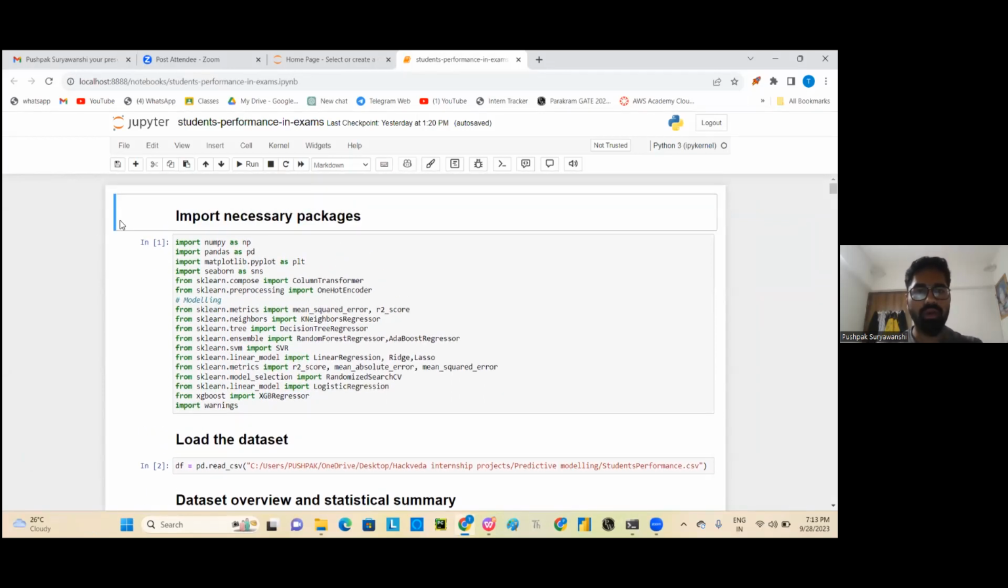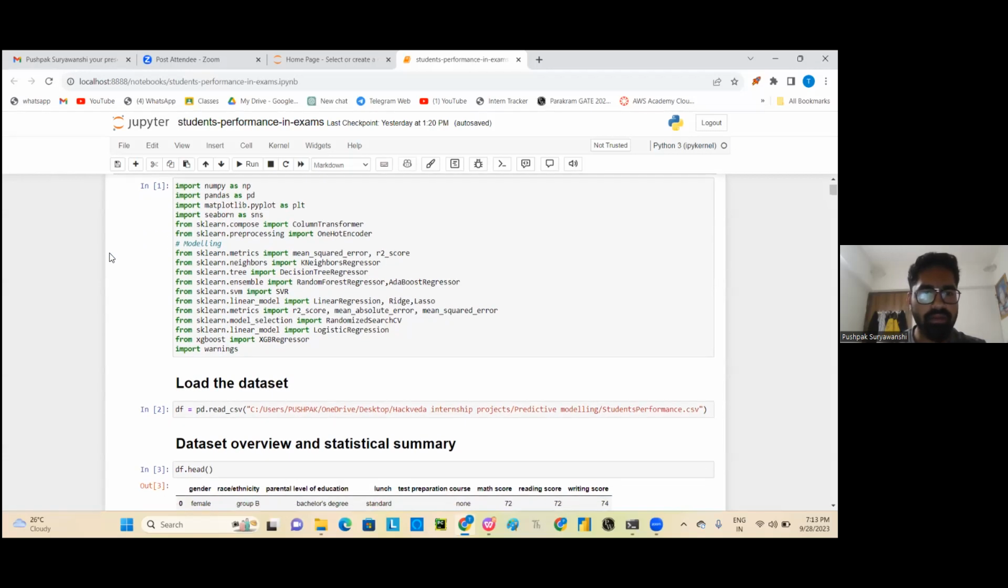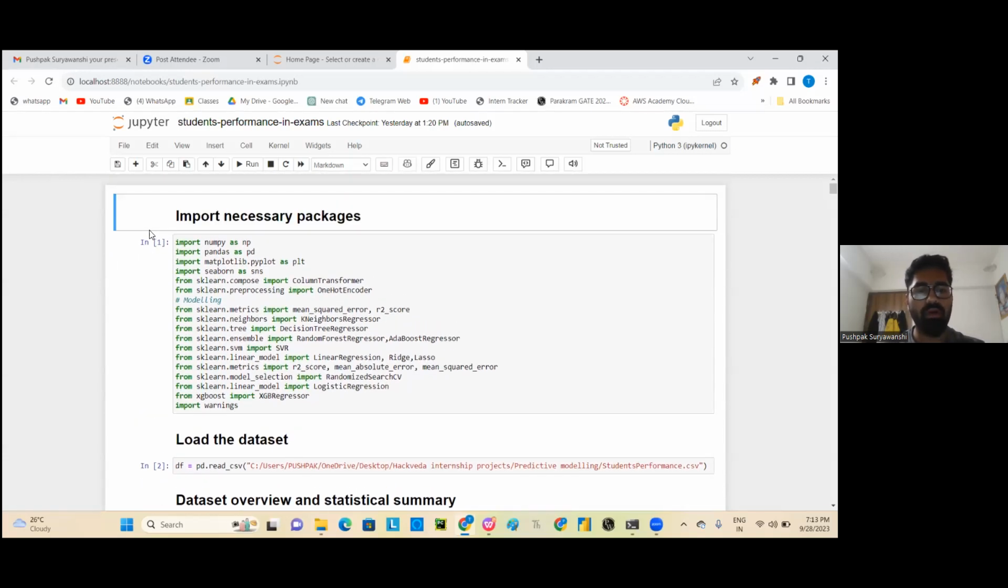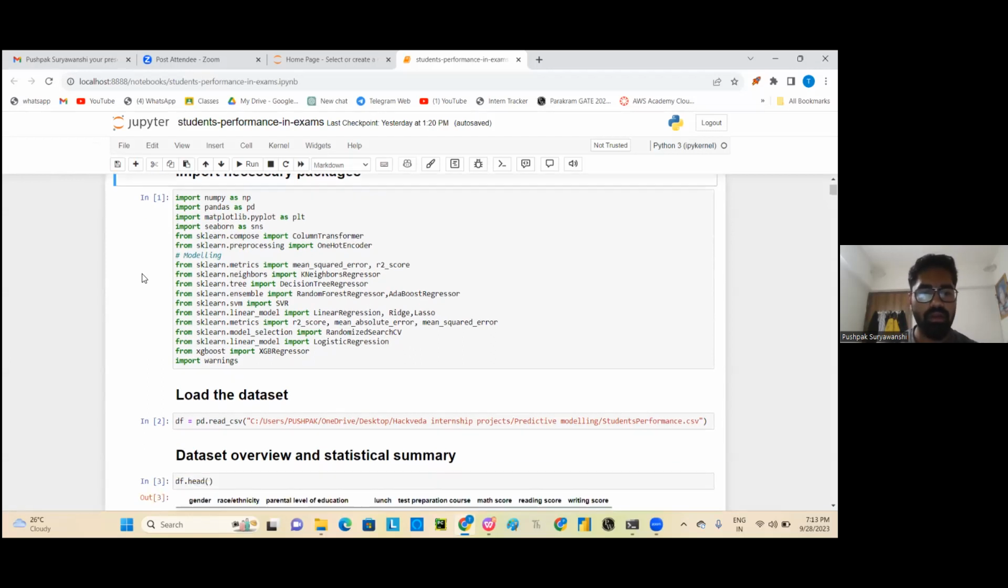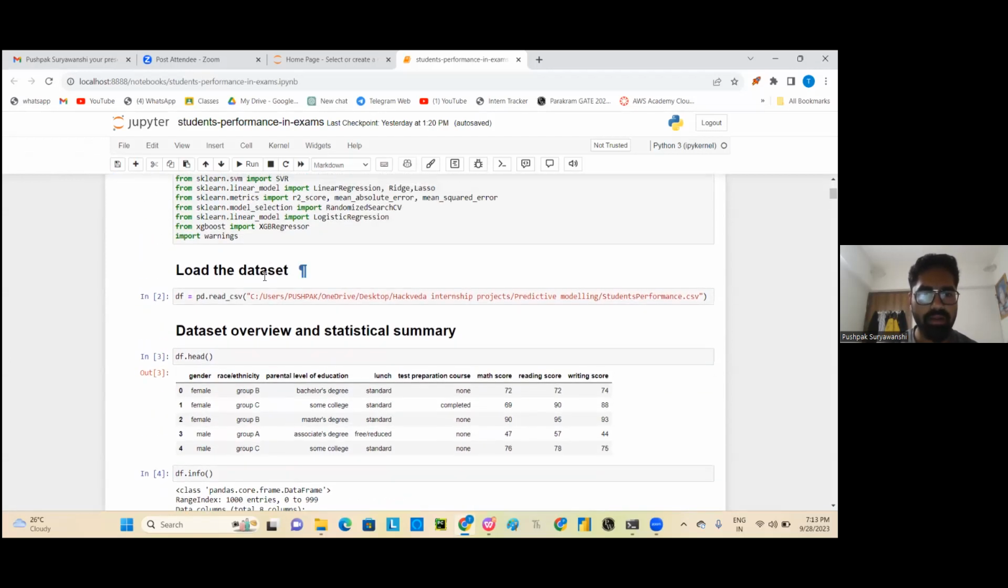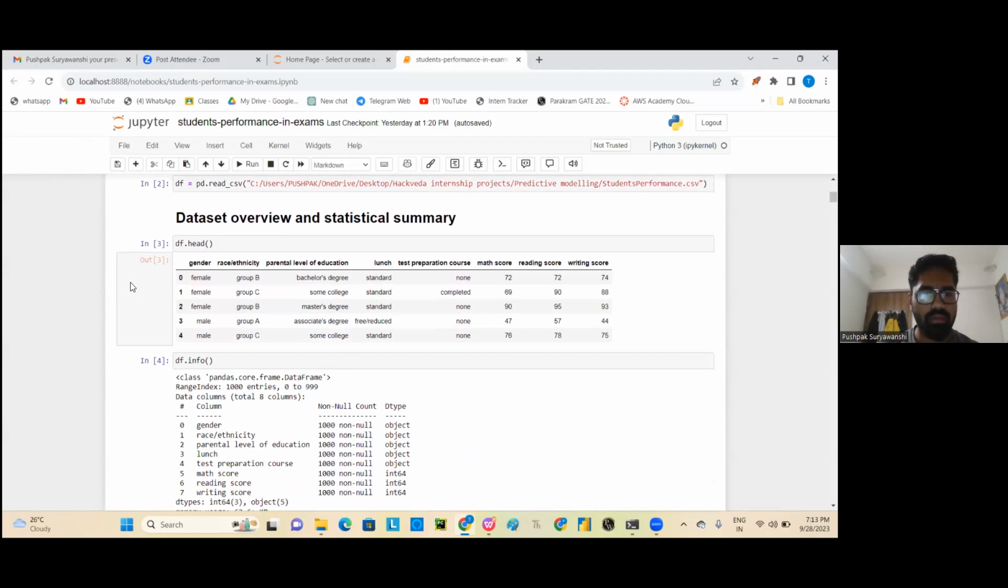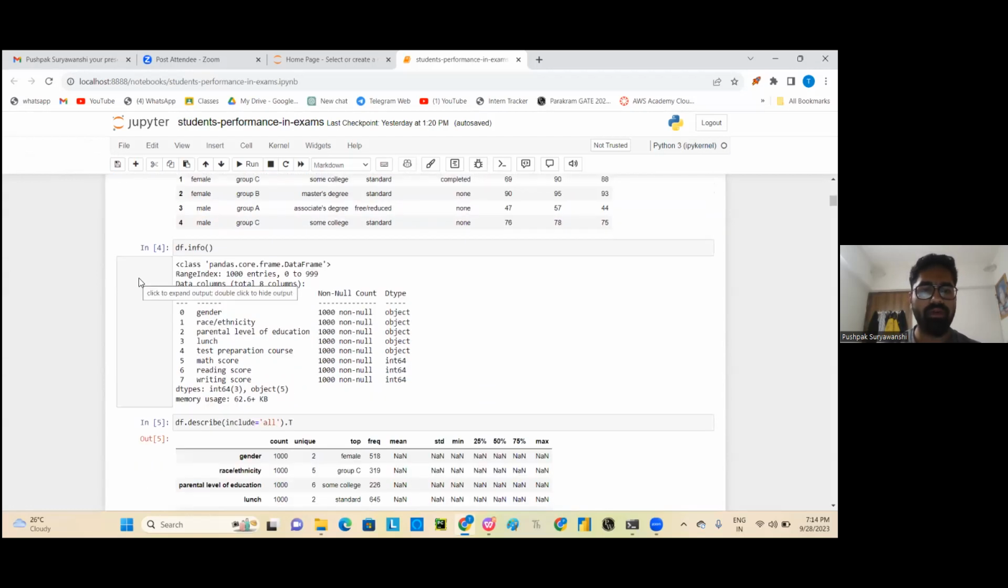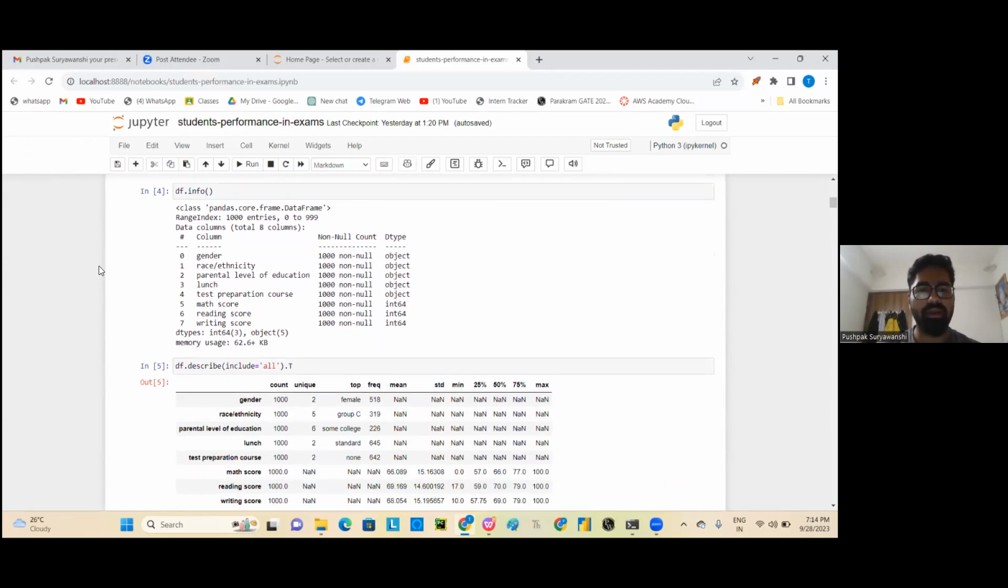First, we import the necessary packages for building the models and data analysis. The next step is to load the data set. Then we take the basic data set overview and the summary of the data set. First, we print the first five rows of the data set. So these are the first five rows of the data set. Then we generate a small summary of the data set, that is, what the data types are and how many rows it contains.